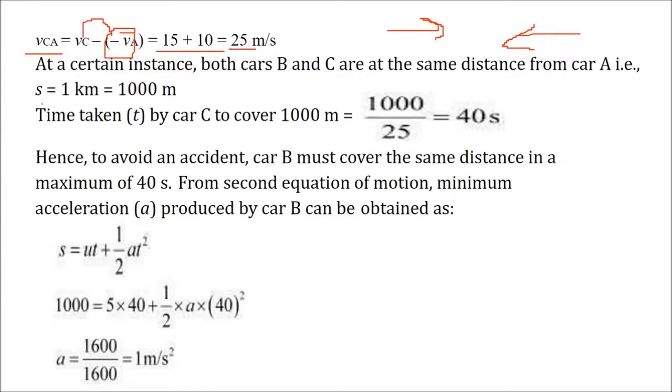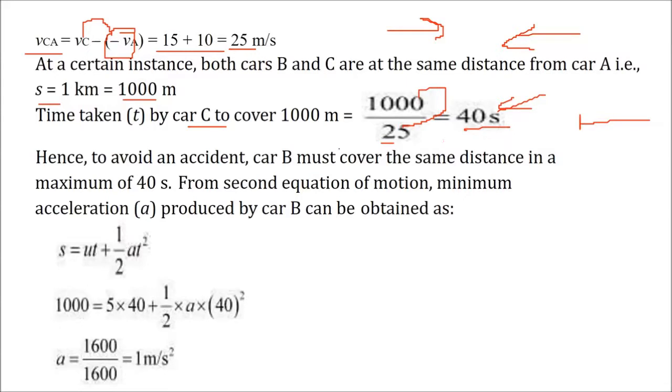But we know that the distance between AC and AB is 1000 meter, 1 kilometer. So the time taken, because C is at constant or uniform speed, you just have to find 1000 by 25. That is, T equal to distance by speed. So this is 40 seconds. Now this is very important. At this time, 40 seconds, this car reaches this car.